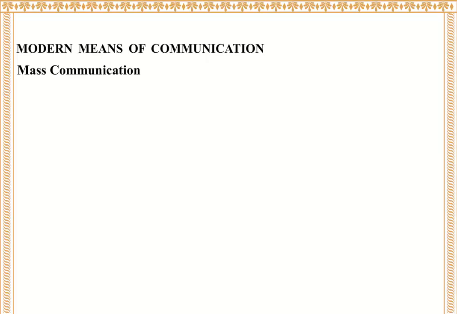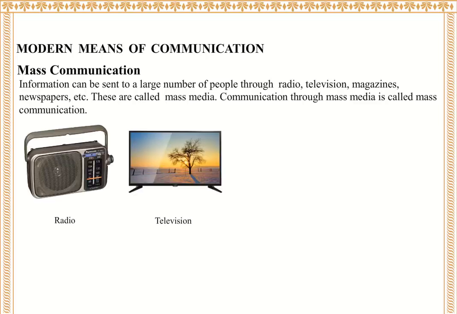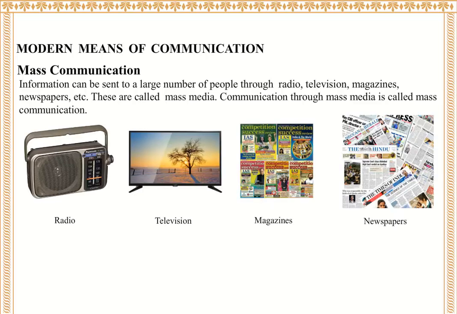Mass communication. Information can be sent to a large number of people through radio, television, magazines, newspapers, etc. These are called mass media. Communication through mass media is called mass communication. Radio, television, magazines, newspapers.